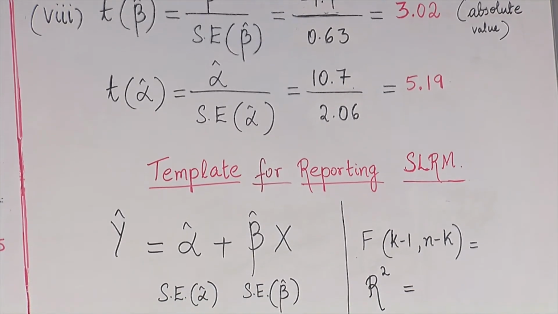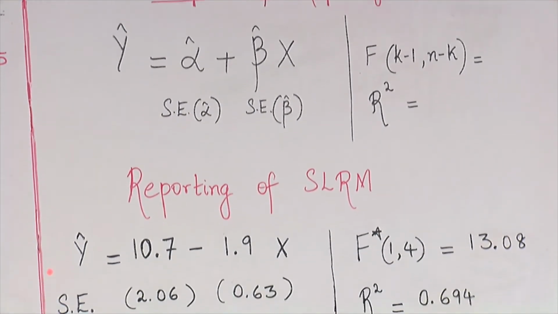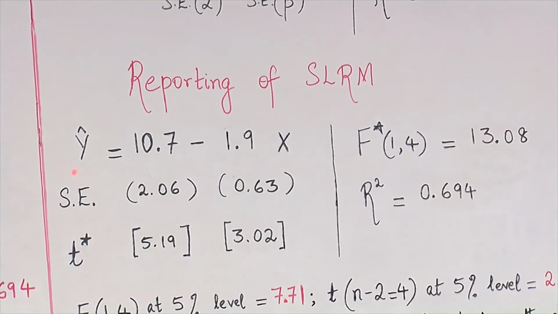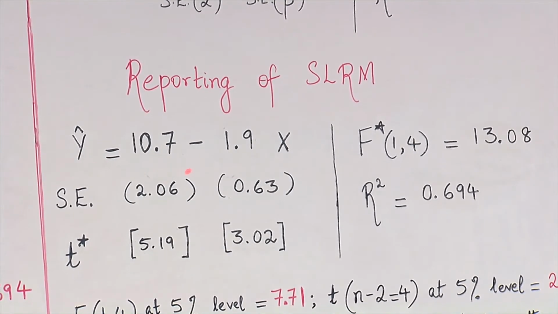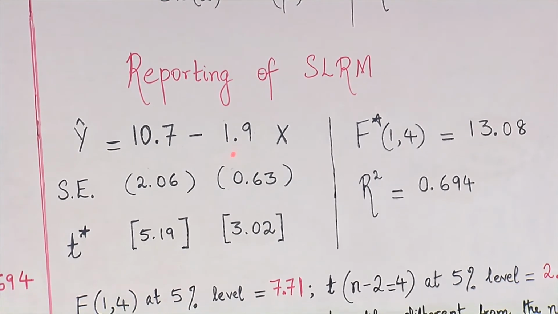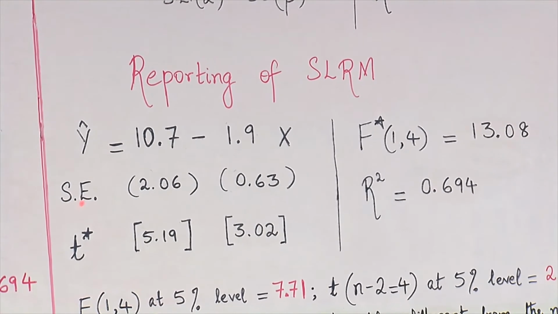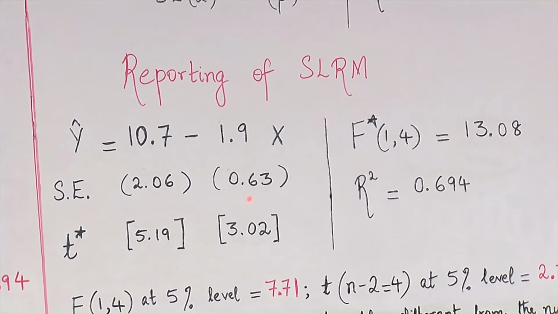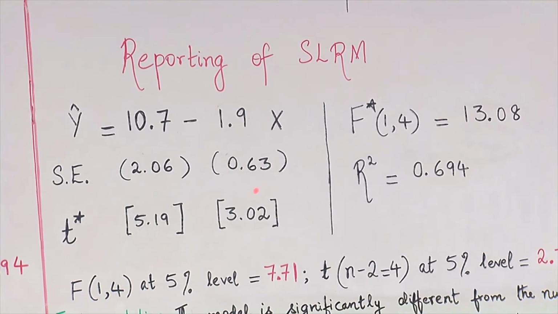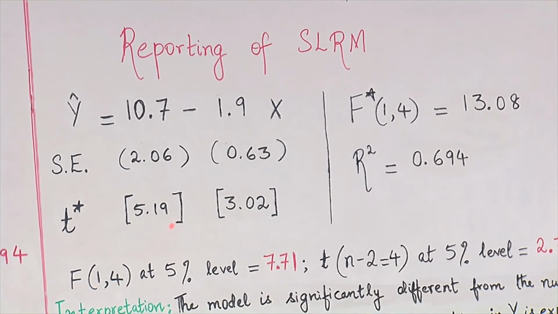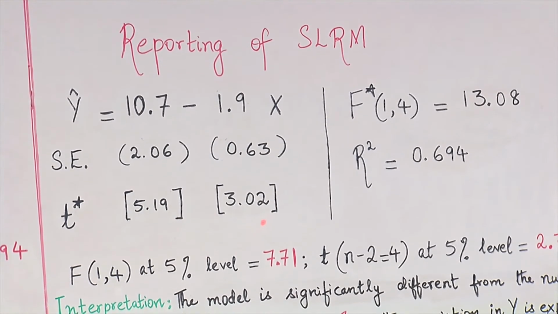Let us now go with the reporting of the estimates. So, here we have got the demand function y hat is equal to 10.7 minus 1.9x. 10.7 is alpha hat, minus 1.9 is beta hat. The standard error for alpha hat is 2.06 and for beta hat it is 0.63. The T values for alpha hat is 5.19 and for beta hat it is 3.02.